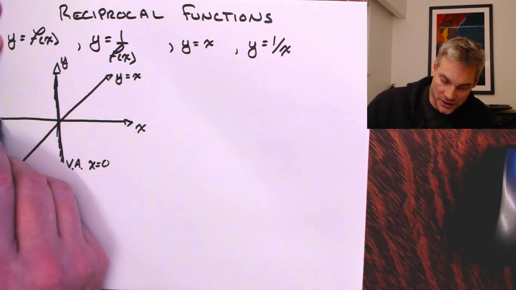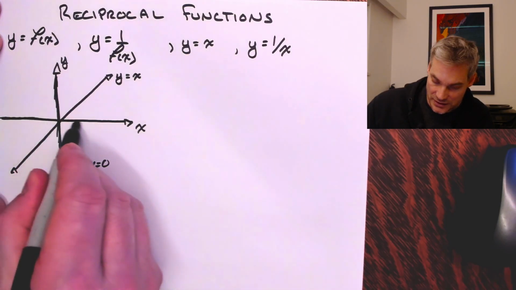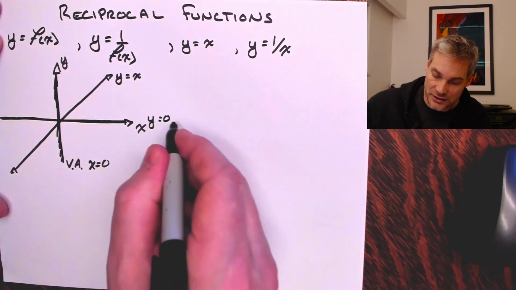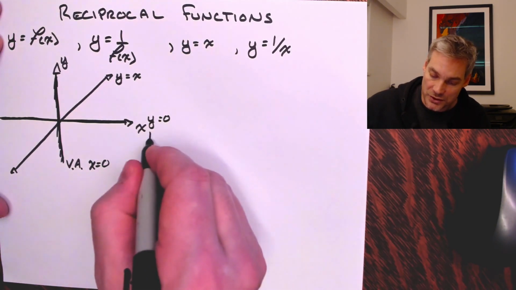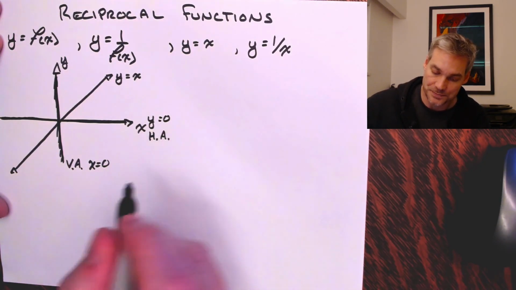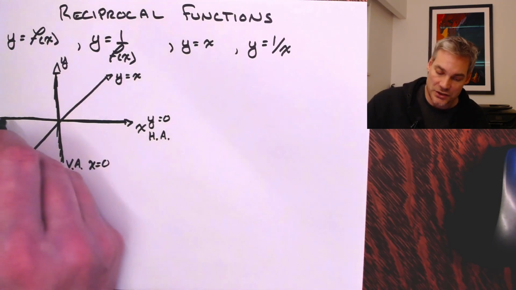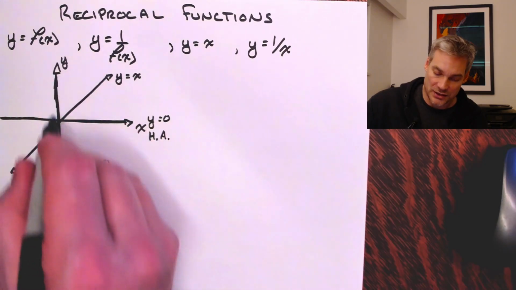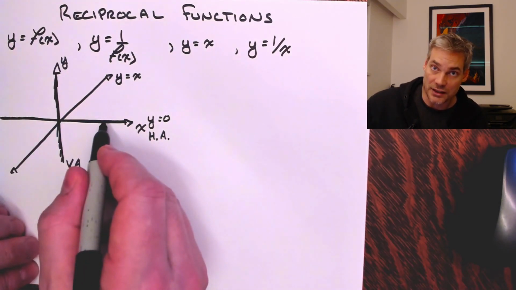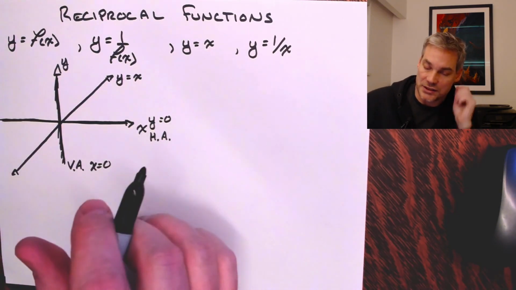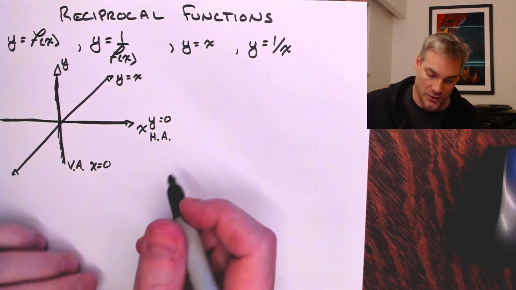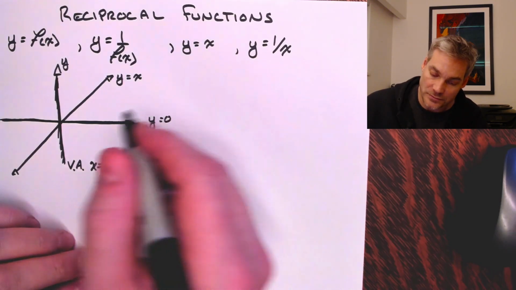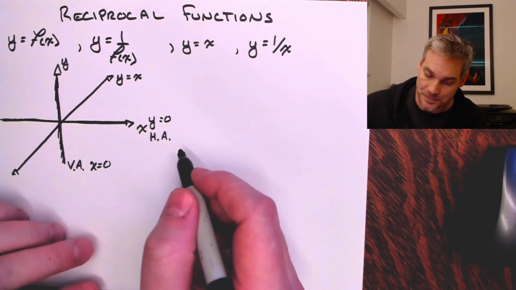So I have this other line here, and this is y equals 0, and that is my horizontal asymptote. So there are these two lines. Now I've said you can't cross this line and you can't cross that line. So now we have these sections that we're stuck in. There are four possible sections, but we're going to be stuck in two of them.